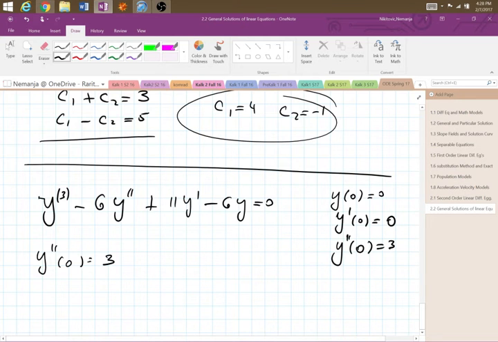All right, so y1 is equal to e to the x, y2 is also e to the x. No, it's e to the 2x.